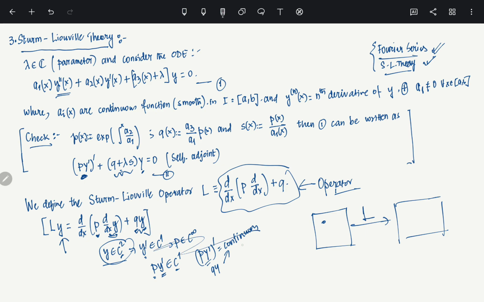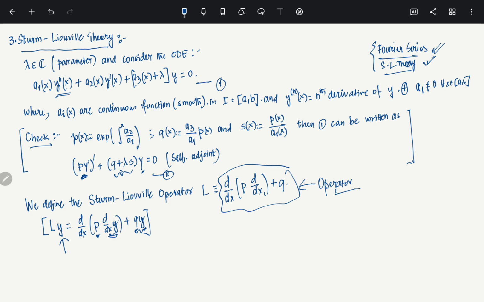Okay, so let's put it this way. L is called an operator, so essentially where does L work? Please check that you can think of it like this: L goes from C infinity of I to C infinity of I. What is C infinity of I? C infinity of I is the set of all infinitely differentiable functions on I. It is the set of smooth functions.